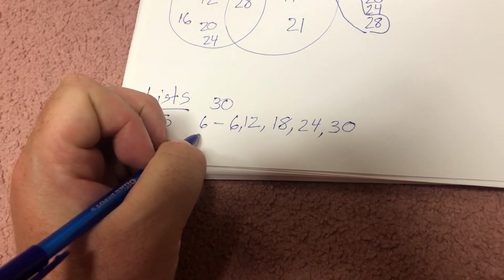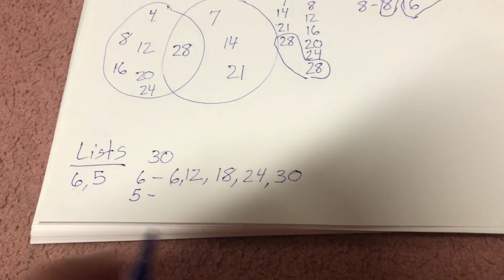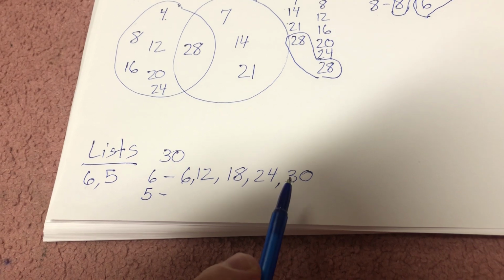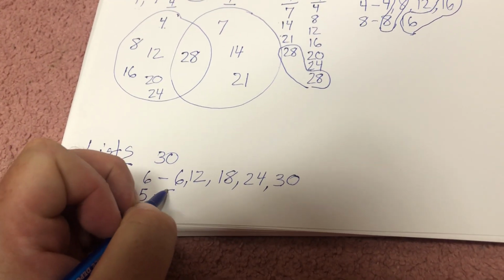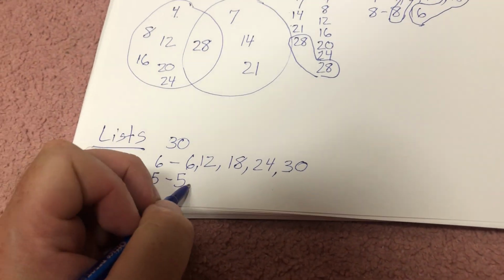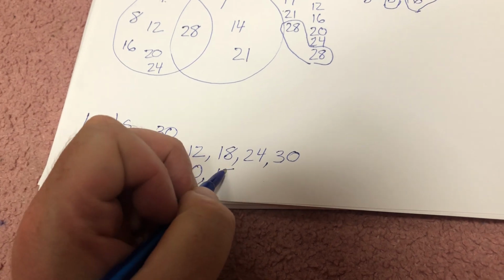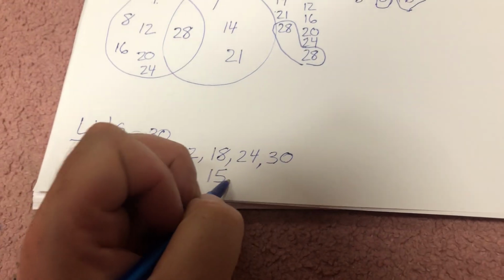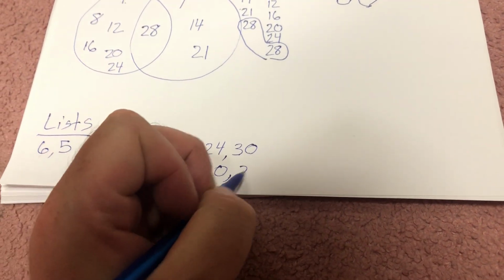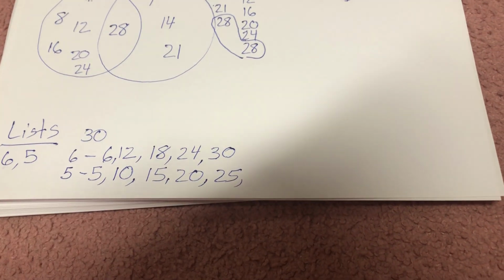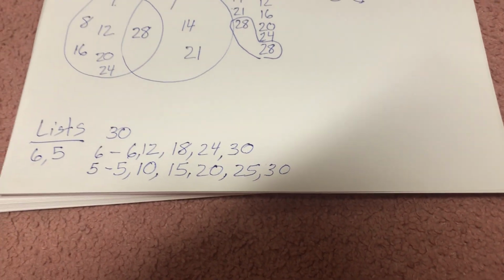Okay? And I'm going to go, well, okay, I have to make a list. But once again, I'm not going to go any higher than 30. I'm going to stop once I get to 30. 5 times 1 is 5. 5 times 2 is 10. 5 times 3, 15. 5 times 4, 20. 5 times 5 is 25. And 5 times 6 is 30.